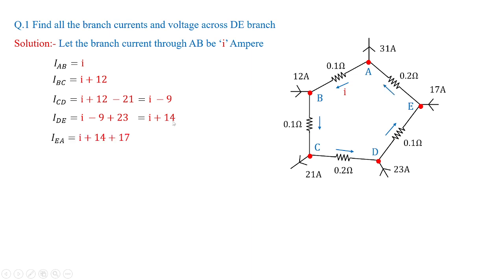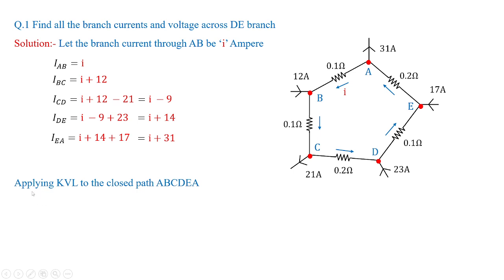And the next branch current, that is IEA, where you have node E, the input currents are 17 amperes and IDE, and the output current would be IAE or IEA. That IEA value is nothing but the previous branch current, I plus 14, and incoming 17 we are treating as positive, so the net value would be I plus 31 amperes. So you have 5 branches, and so we framed 5 branch currents like this. Now our intention is to find out the value of current I.